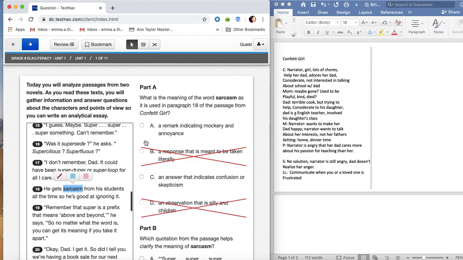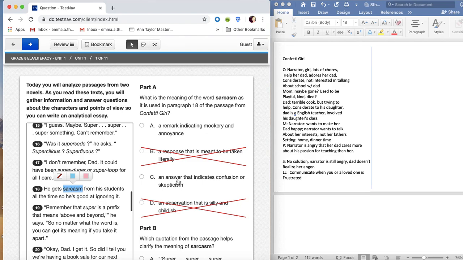So what I want you to do is try rereading the paragraph by plugging in some key words from answer choice A and answer choice C to come up with your final answer. So I'm going to model that now. Okay, so the meaning of the word sarcasm. So let's plug in a remark that has something with mockery and annoyance. So a remark that's annoying or like mockery, maybe like to mock someone, I've kind of heard like to make fun of, or an answer that indicates confusion, like you don't get it, or skepticism.